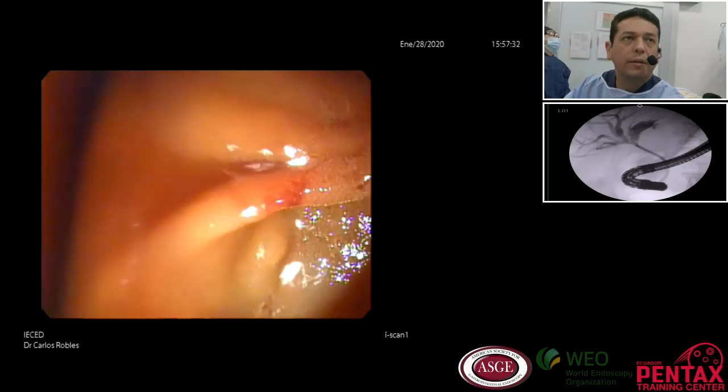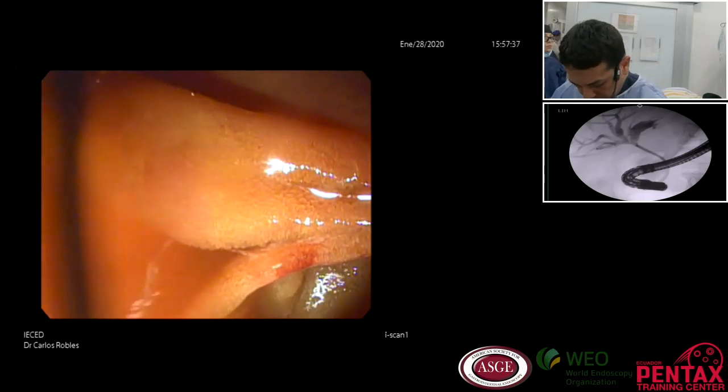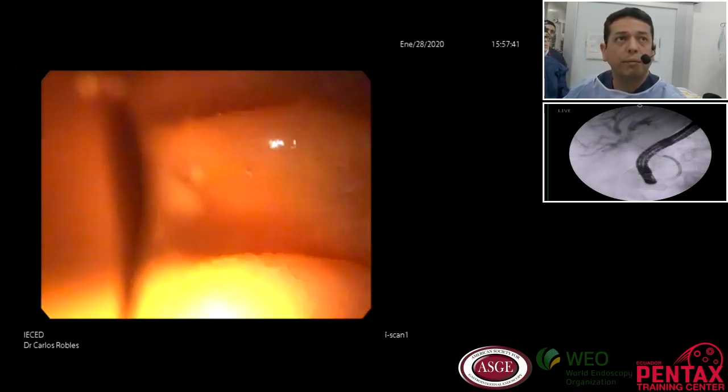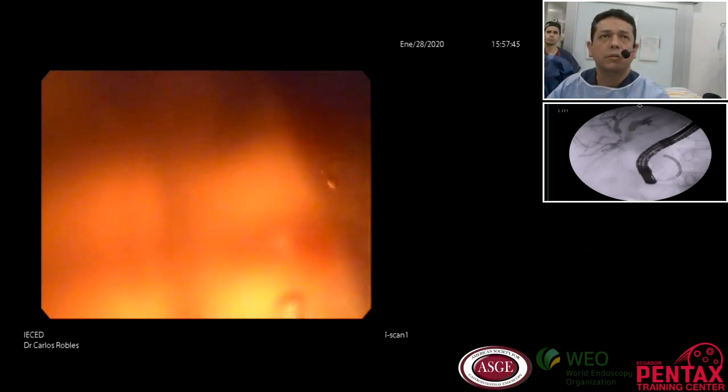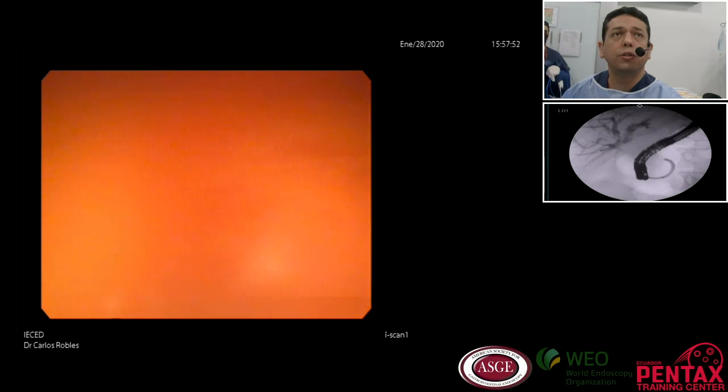So I will need the forceps. The SpyBite forceps, okay? So again, this is the start of dilation. I will show you in the fluoroscopy, it's a very large lesion.